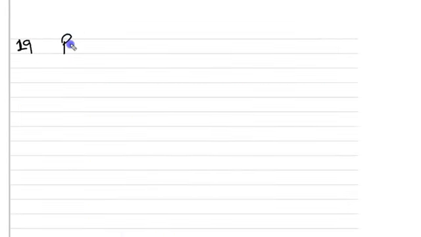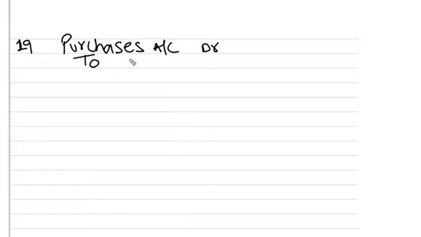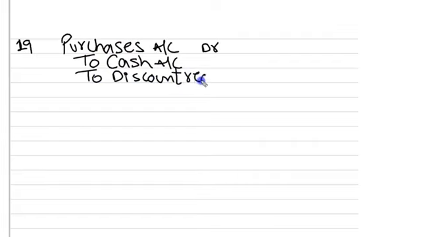So it will be purchases account debit. The same entry you can write in the format also, to cash account because we have made a cash payment, and to discount received account because it is our income and it will be credited. So now how do I record this entire transaction?